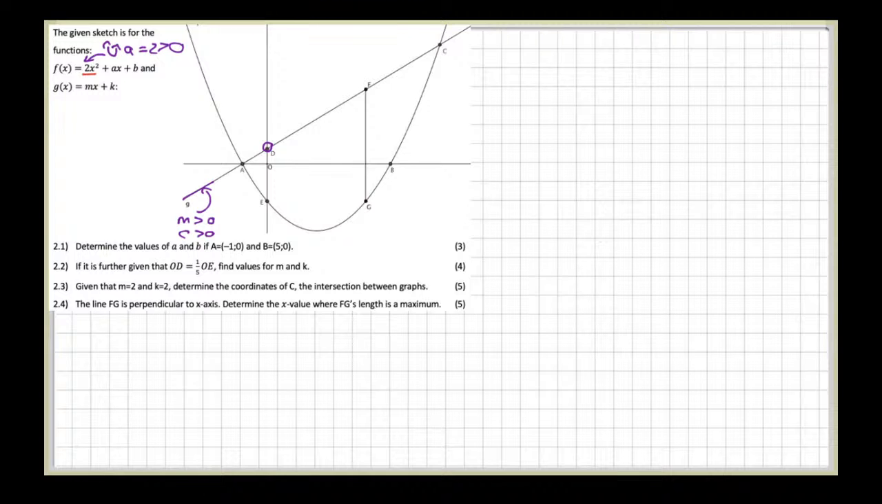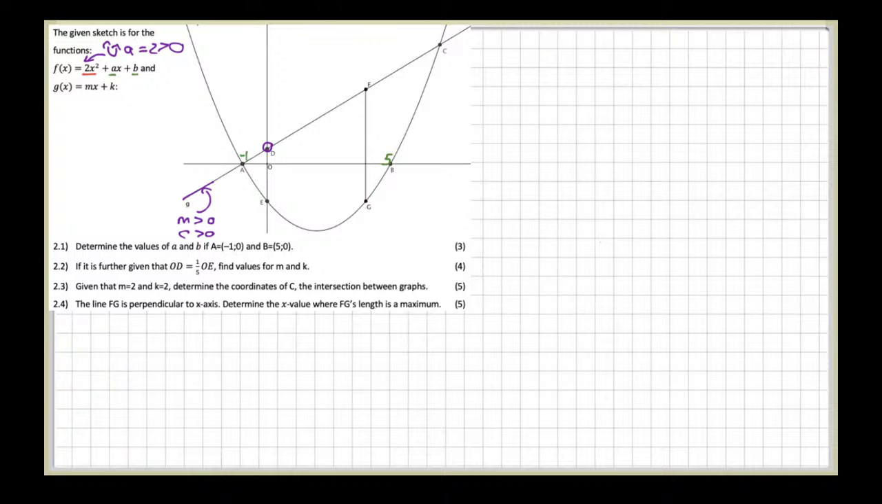So let's have a look at the first question. It says determine the values of a and b if the points are (-1; 0) and (5; 0), in other words, the x-intercepts. I know it's maybe a bit small on your screen, maybe zoom in a bit. But that's your two x-intercepts, -1 and 5. So what are they actually asking you? They are actually asking you for the equation of f(x).